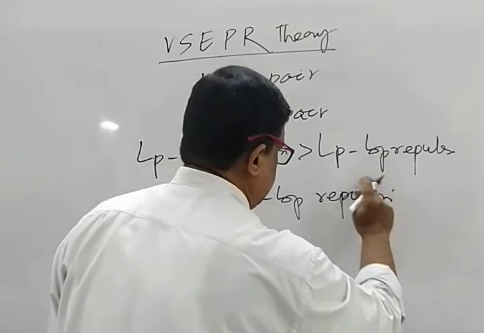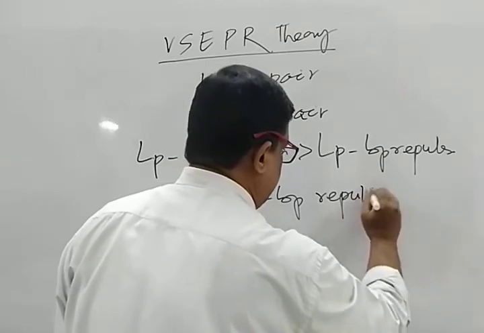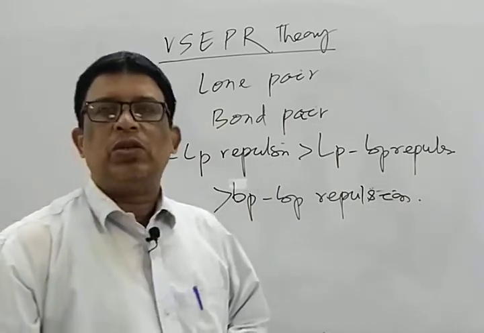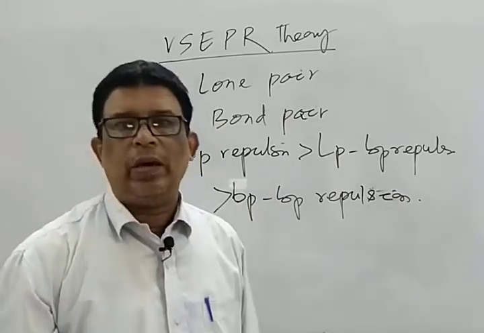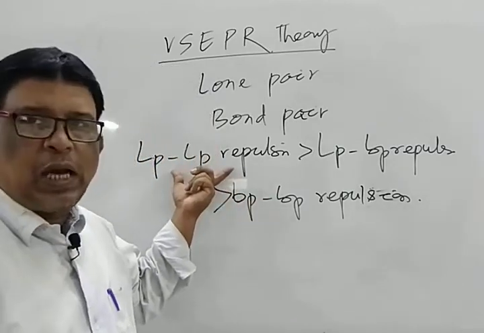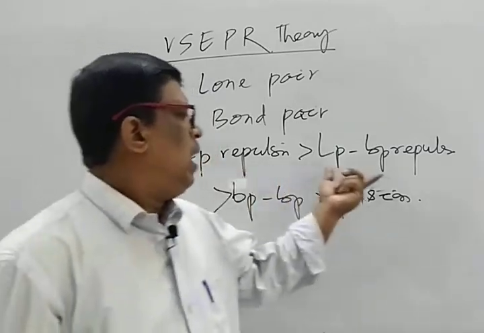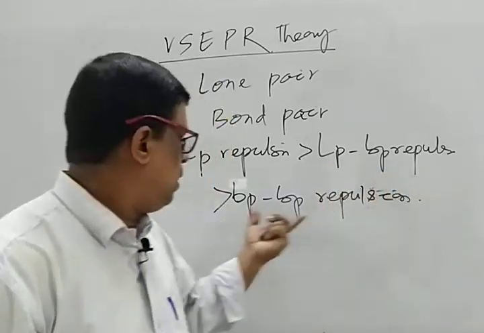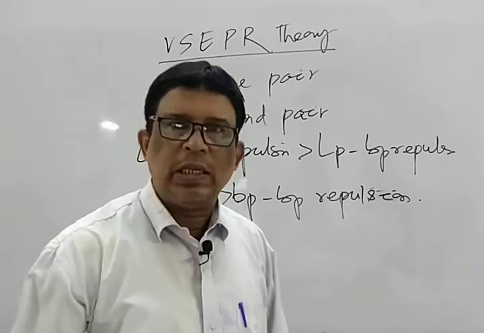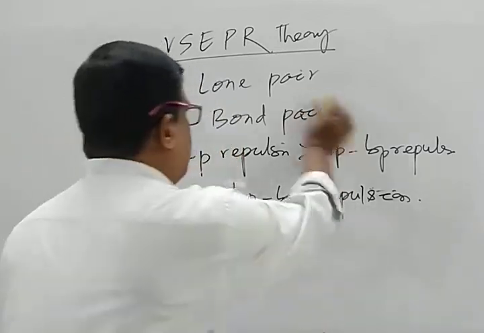This is known as VSEPR theory. In order to attain the zone of stability, they keep the maximum distance, and it has been observed that the repulsion is maximum between lone pairs, then between lone pair and bond pair, then between bond pairs. Let us switch over to one or two examples, then we start writing.